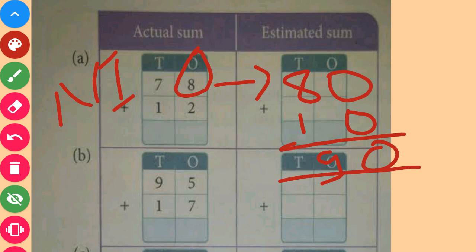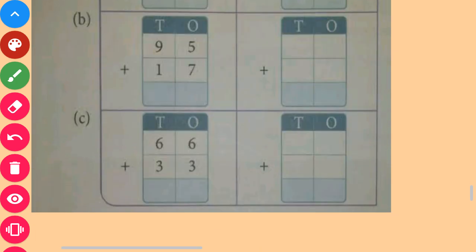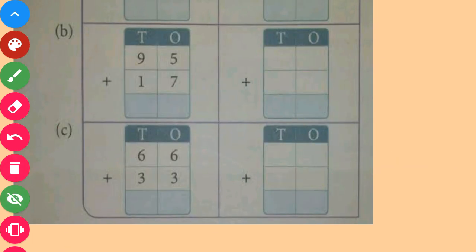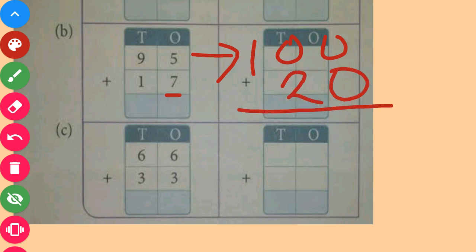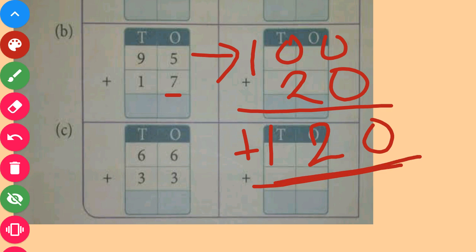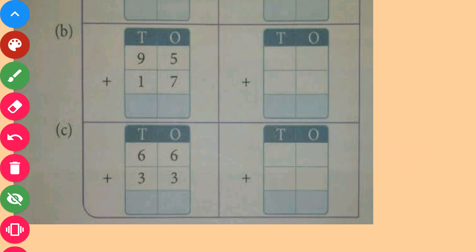Okay. Let us move further. Question number B. 95 plus 17. Now rounding off 95, we will get 100. And 17, 7 is greater than 5. Okay, 7 is greater than 5. So 17 is closer to 20. So our answer will be 0, 2 plus 0, 2 and 1, 120. Okay, we will get 120.